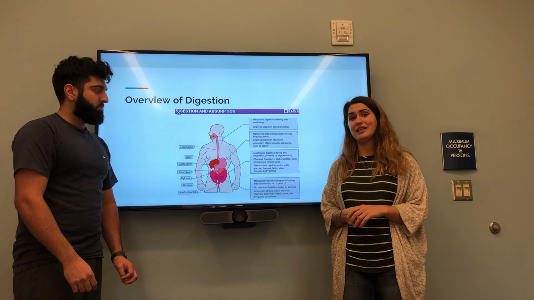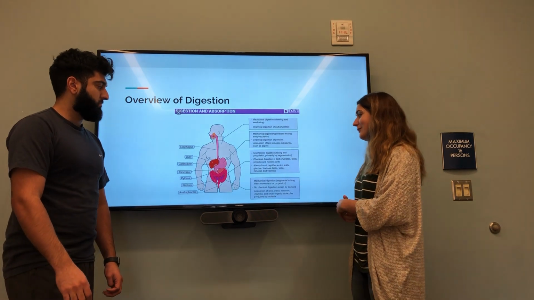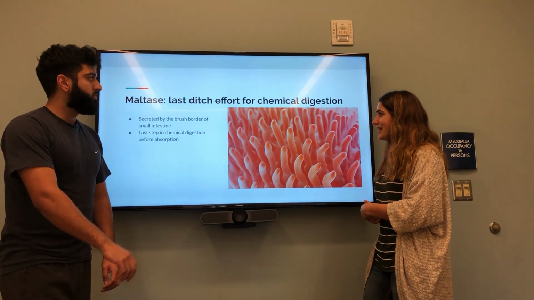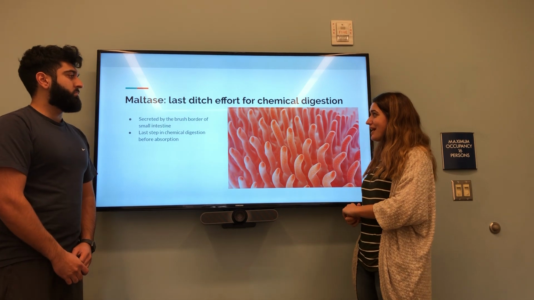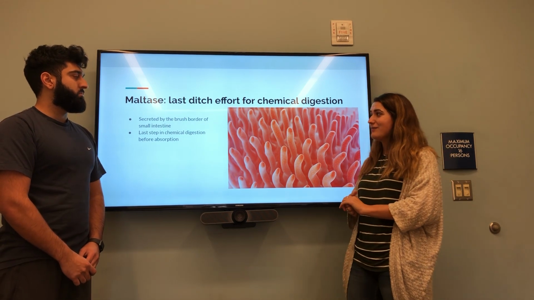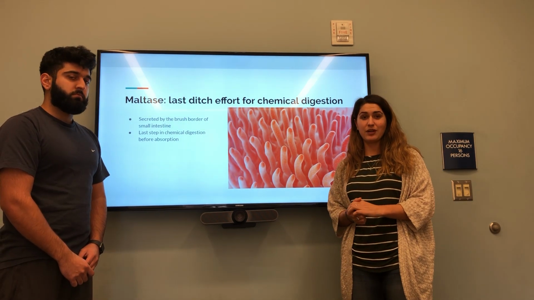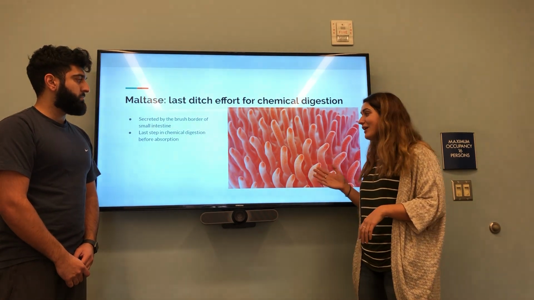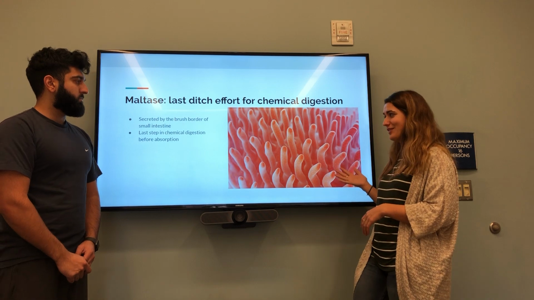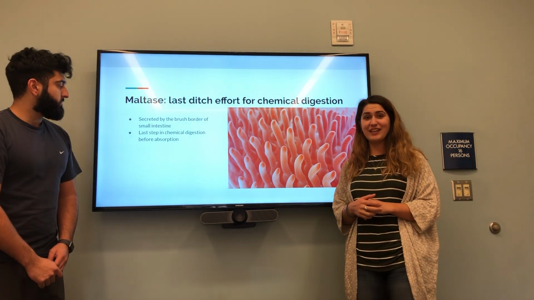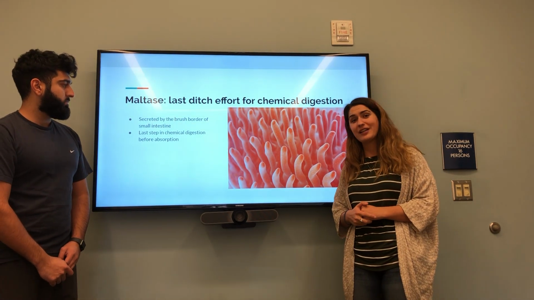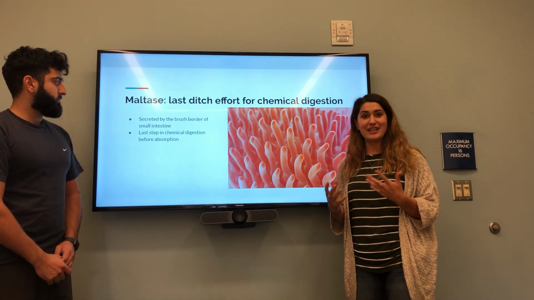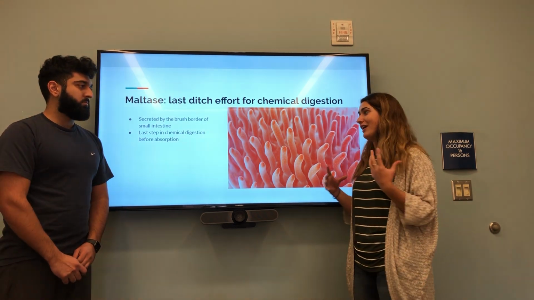Maltase is involved in the chemical breakdown of food. Okay, so it is a last-ditch effort for chemical digestion. It's actually secreted by the brush border of the small intestine. So that's what this picture is here. It looks like a sea anemone, but it's actually the brush border of the small intestine. And this is where maltase is doing its work, breaking down disaccharide before absorption.